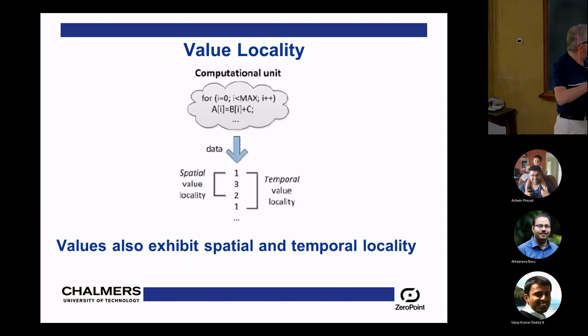Accessed in memory. So, for example, temporal value locality would be that we access the same value, whereas spatial value locality means that we access nearby values. Now, I'm going to get back to these, or we can exploit this property when it comes to compression algorithms suitable for memory systems, okay?